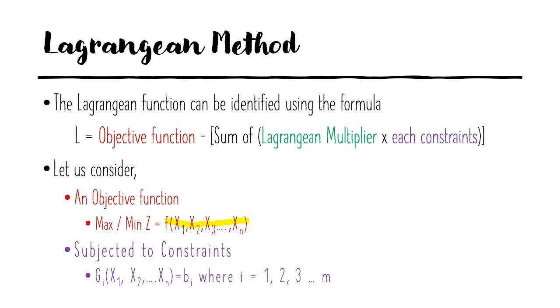It is subject to constraints. Let me call the constraint gi, which is in terms of the variables x1, x2 up to xn, equal to bi. You may have m number of constraints. For example, if I consider two constraints, my m value is 2. If it is 3 constraints, my m value is 3. So the objective function has n variables, and m denotes the number of constraints.